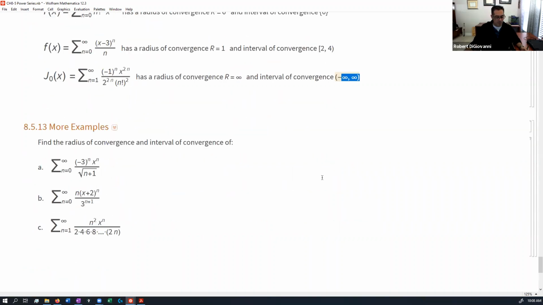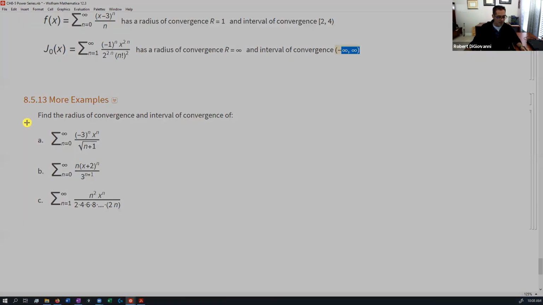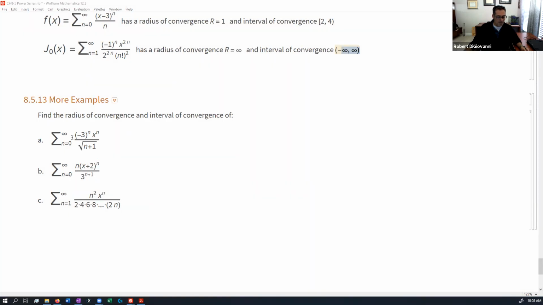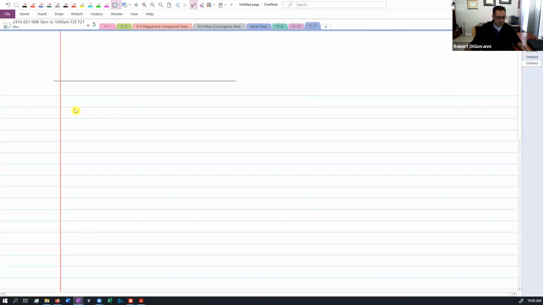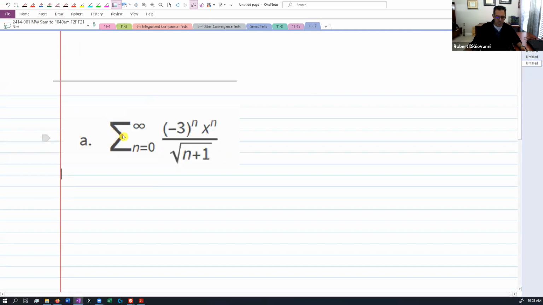And now we get to do some more. For these 3 problems, I want us to find the radius of convergence and interval of convergence for each of these. I'm going to give you a few minutes. Basically set this thing up, run the ratio test on it, and see how far you can get with it. I'm going to work it myself quietly, and then hopefully we can talk together about it and see if we're getting the same thing.